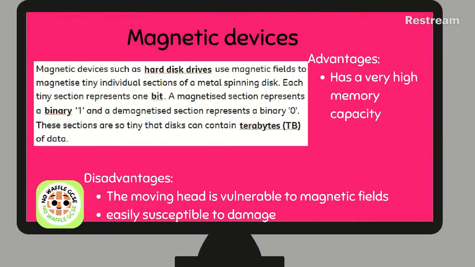Magnetic devices. So magnetic devices, such as hard disk drives, use magnetic fields to magnetize tiny individual sections of a metal spinning disk. You don't need to know this in detail, you just need to be aware of it. Each tiny section is supposed to represent one bit. So a magnetized section represents a binary 1, and a demagnetized section represents a binary 0. These sections are so tiny that disks can contain terabytes of data.